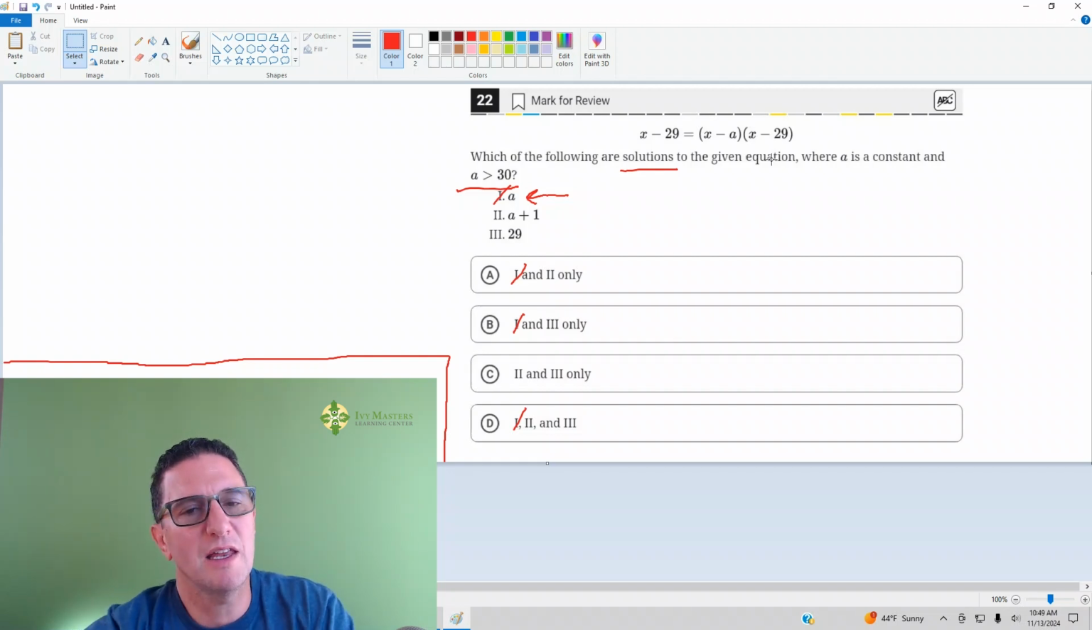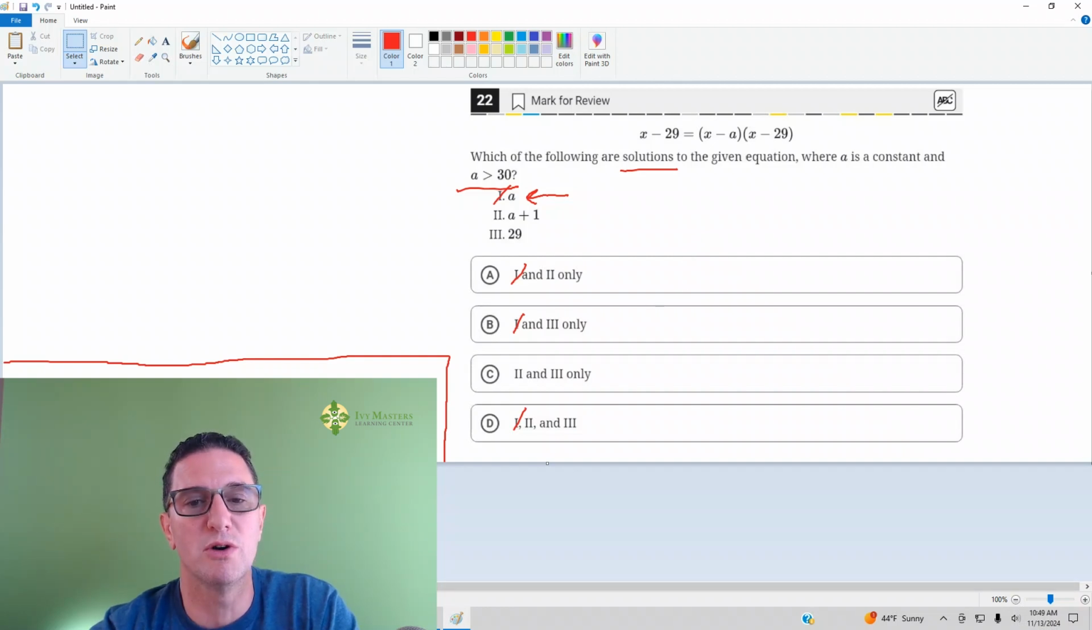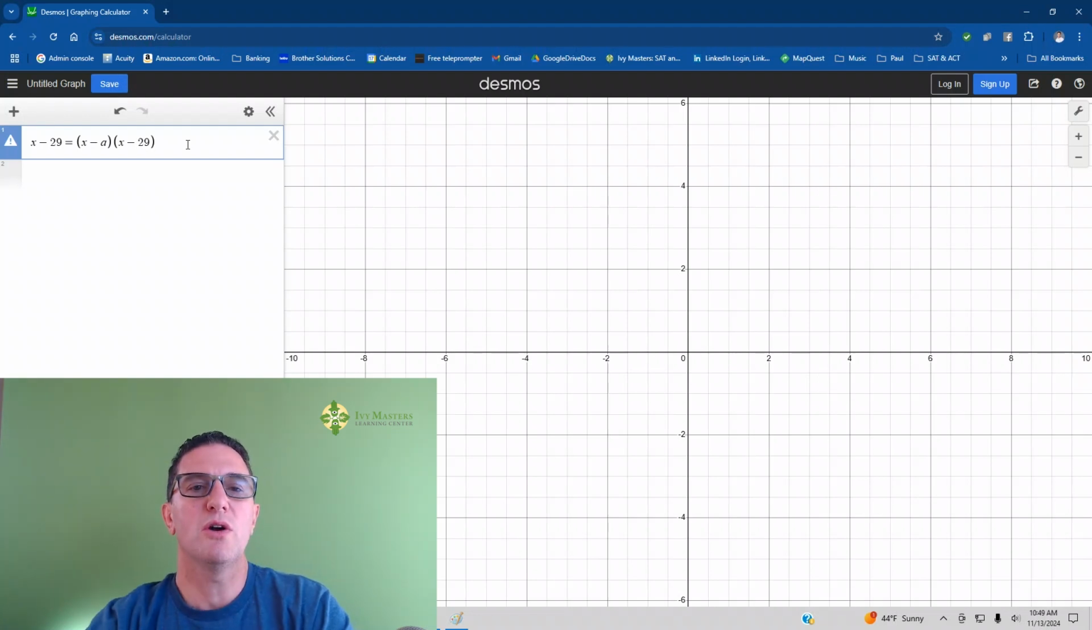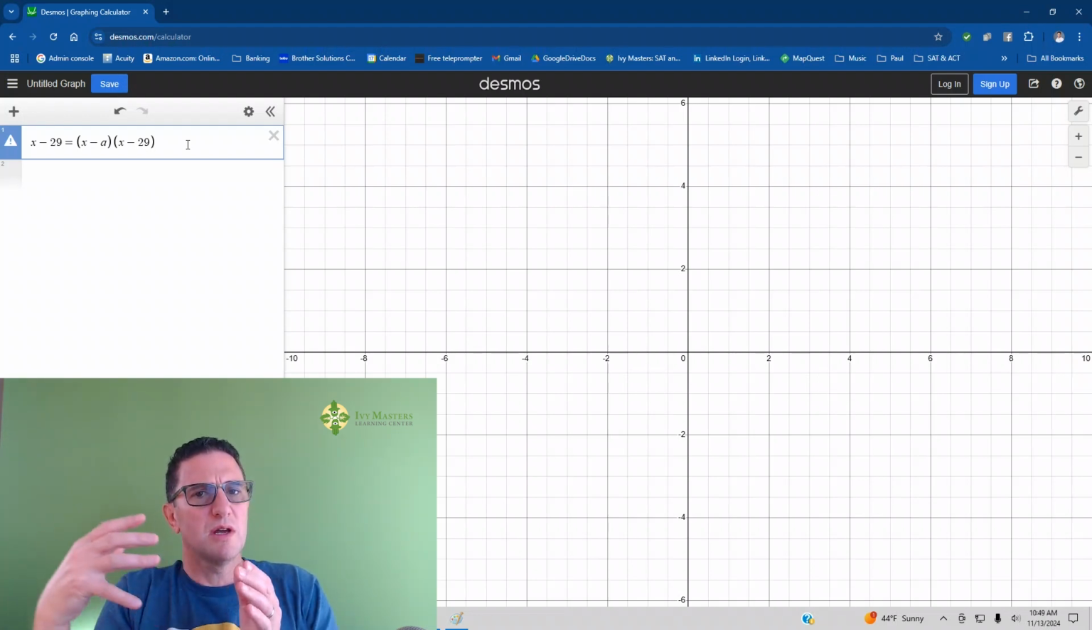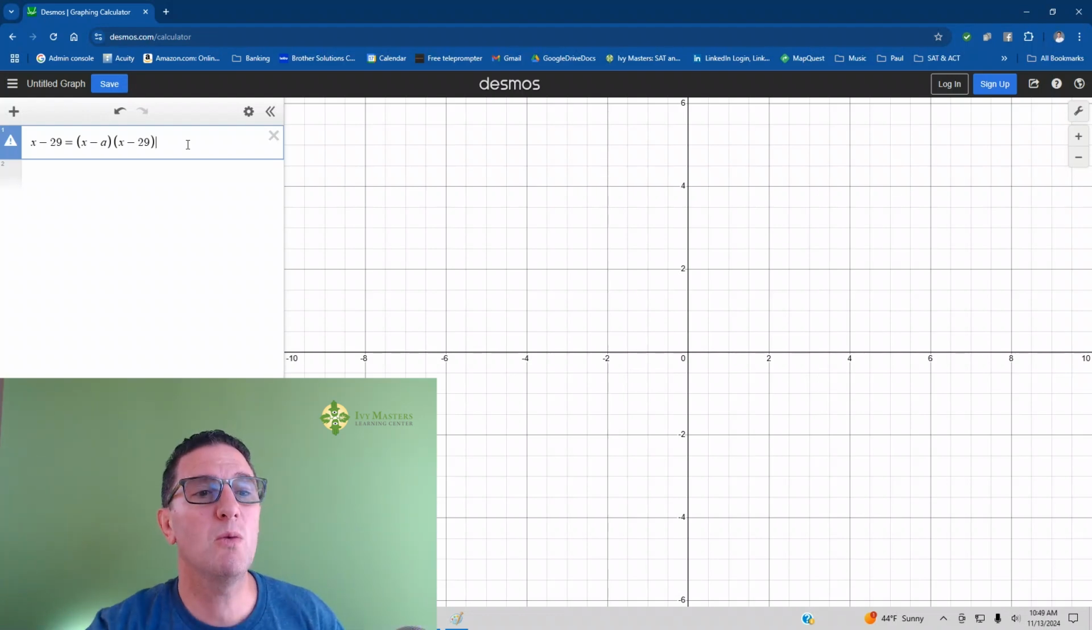Okay, second way to do it, this is, I'd say, the second best way to do this particular problem. You wouldn't necessarily know this, but you could use Desmos. And when you plug it into Desmos, you look at it and you're like, I don't see anything. So what do you do? Anytime you plug into Desmos and you don't see it, you've got two different sides of the equal sign, just plug them in one at a time.